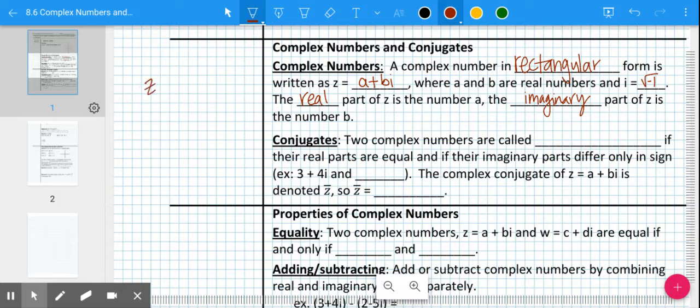So if I have a number like 3 plus 2i, the 3 part is the real part. The 2 is the imaginary part because it's captured with the i.